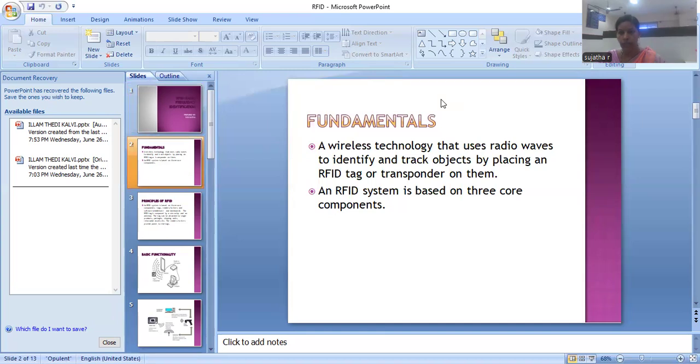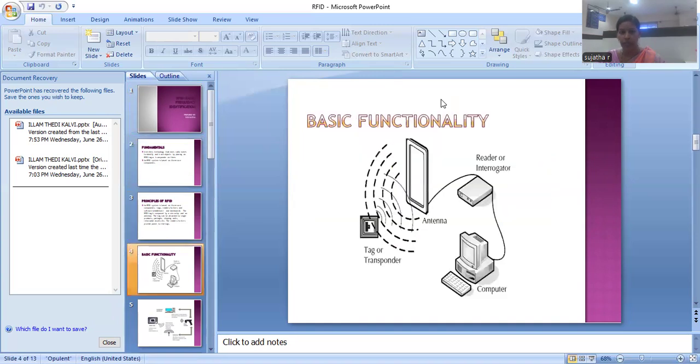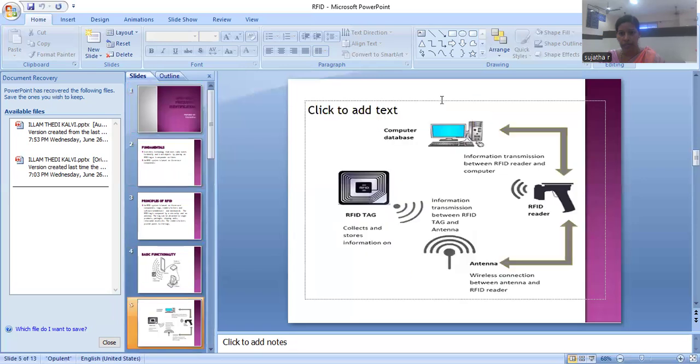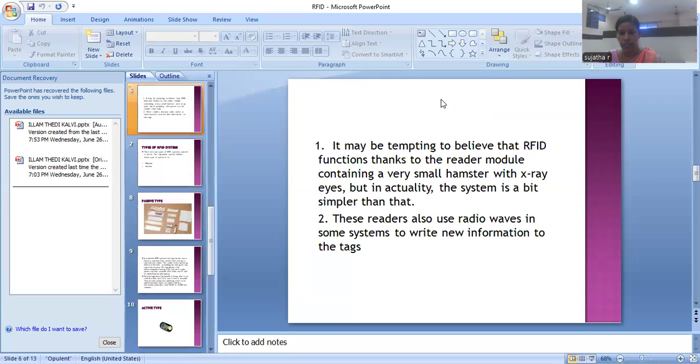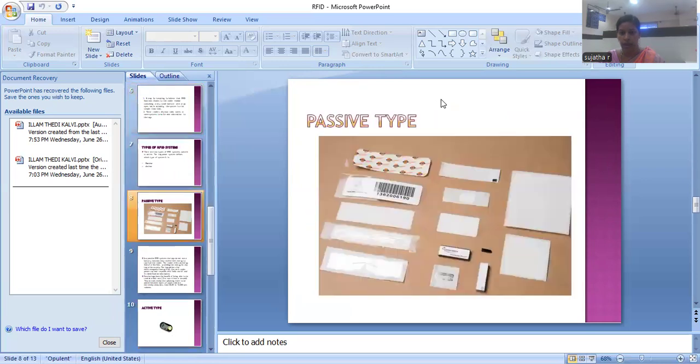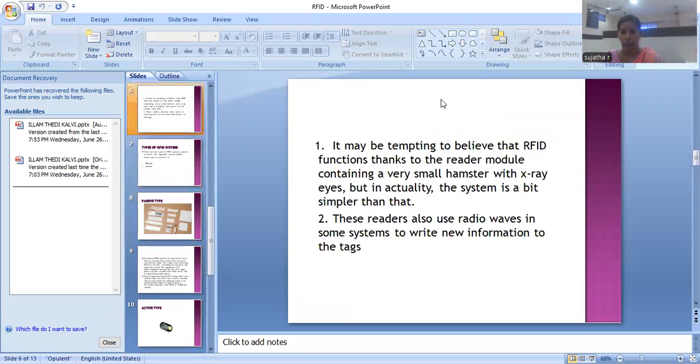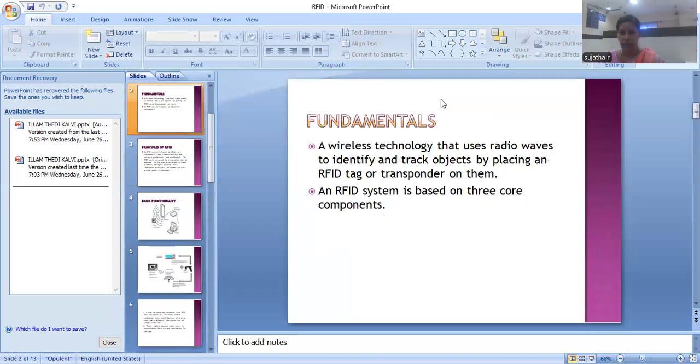In this session, we are going to explain the fundamentals of RFID, the principles of RFID, the working principle of RFID, and the types of RFID. First, I'm going to explain the fundamentals of RFID.